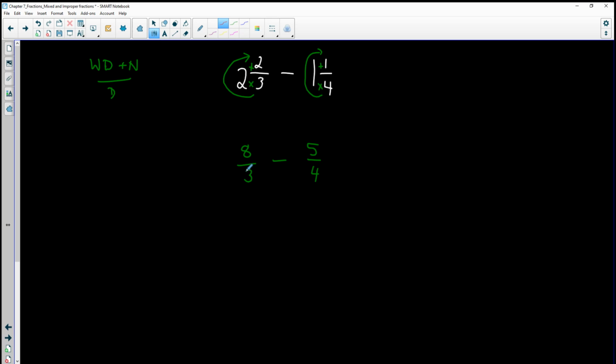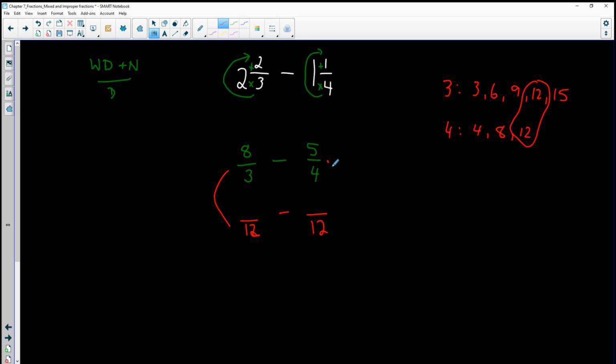Now that we have them into improper fractions, the next step is to find our common denominator. Now we could sit there and list our multiples of each of those denominators. So I'll just count up, 3, 6, 9, 12, 15. Now, if you're good at your times tables, you would easily be able to just quickly check and say, you know what, I know that my common multiple or lowest common denominator is going to be 12. So we're going to be making equivalent fractions, and both of those will have the denominator of 12.